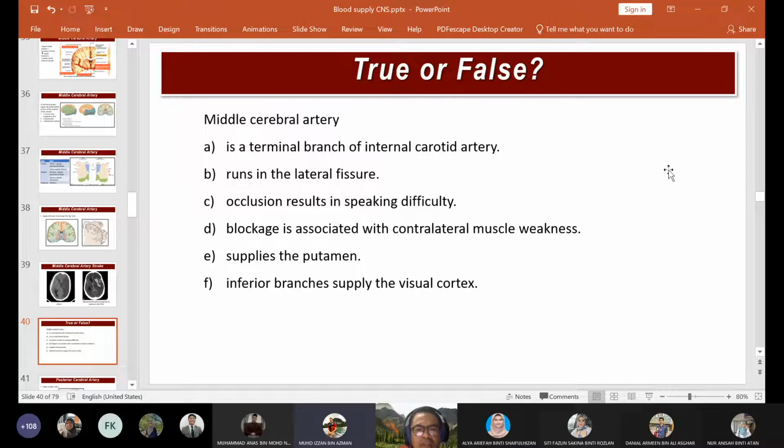What is lentiform? Putamen and globus pallidus. So does it supply the putamen? So true. Inferior branches supply the visual cortex. False. Looking at what we saw earlier, it does not supply the visual cortex.